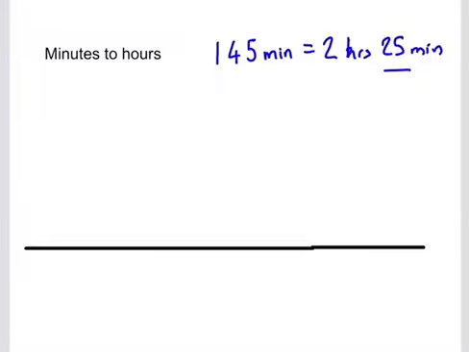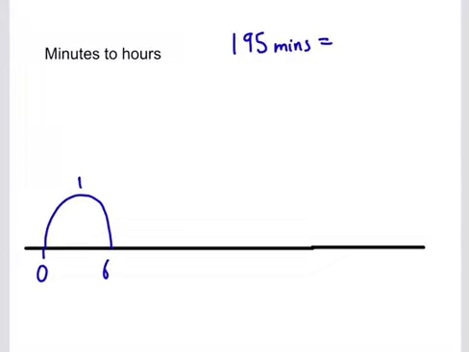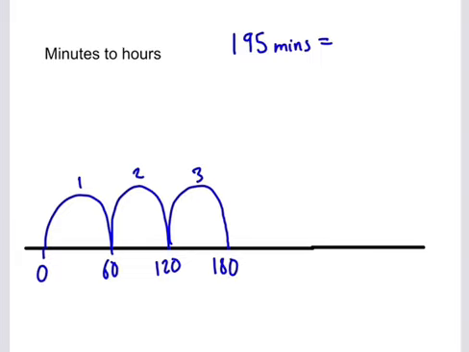Let's try one more. Let's try 195 minutes. Okay, let's convert that into hours. Well, one jump, 1 hour, gets us to 60. We're not there yet. 2 jumps gets us to 120. We're not there yet. 3 jumps gets us to 180. We're not there yet, but if we jump to 240, we've gone too far.